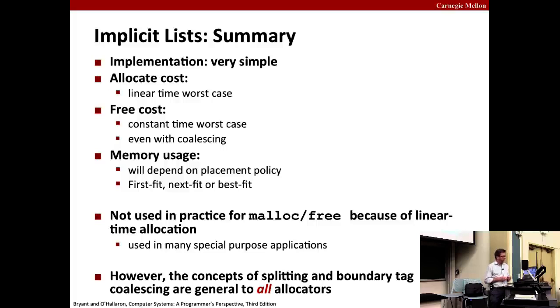But it can be used in special purpose allocators where you have a small number of size classes, or you know that you have a fairly small free list. But the ideas of splitting and coalescing that we looked at are general to all allocators. The idea of boundary tag-based coalescing is used regardless of the structure of your free list. So implicit lists are useful to study because they introduce some important concepts, but generally they're not that useful.